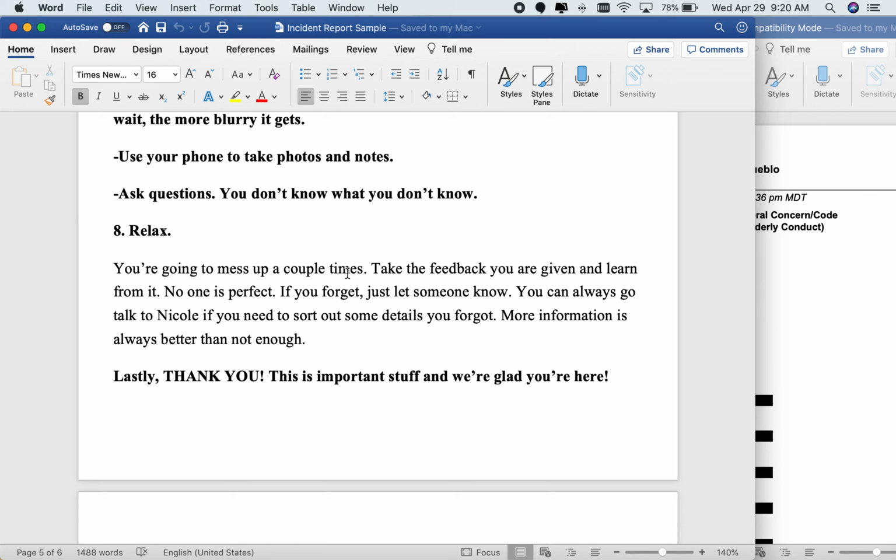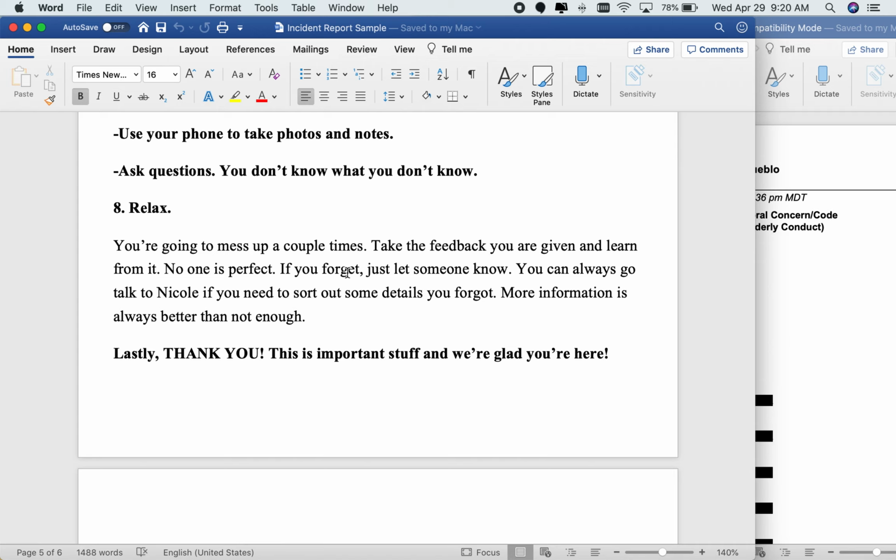So more information is important. I will correct you, or your supervisor will correct you if you make a mistake, but you're not going to get fired because you wrote a bad report. You might get in trouble if you continuously write bad reports. So all I ask is that you try to do your best and improve as you go along.